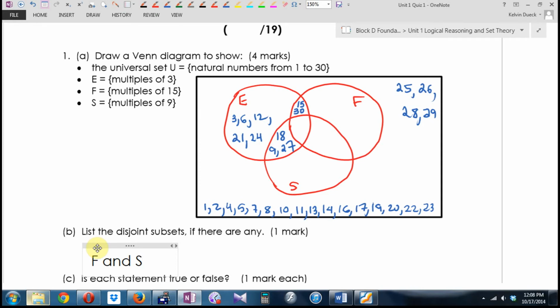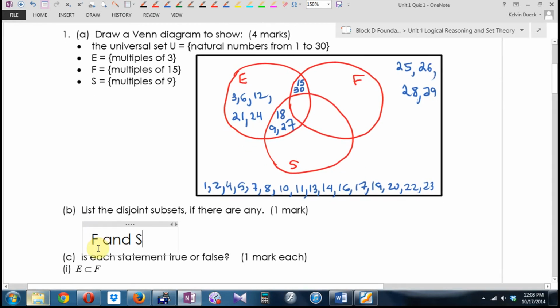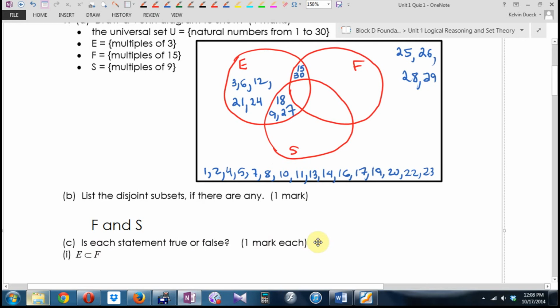One mark. Then we have, is each statement true or false? You need to remember what this long C on its side means. What the heck does that symbol mean? Is a subset of.